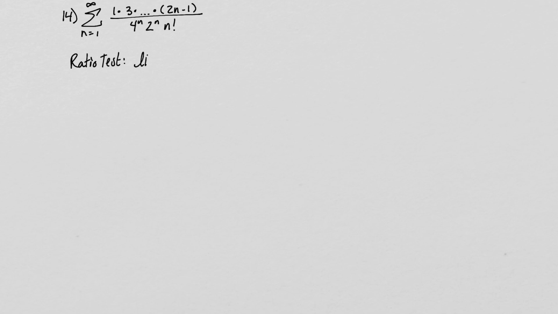And so it's going to be the limit as n approaches infinity. So the top part, I'm going to replace n with n plus 1. So we have 1 times 3 times ... times 2 times n plus 1 minus 1. So all the ... means is kind of carry on the pattern. If you notice, really all we're doing is odd numbers, right? 1 times 3, the next one would be 5, then 7, and so forth. All divided by 4 to the n plus 1, 2 to the n plus 1, n plus 1 factorial.